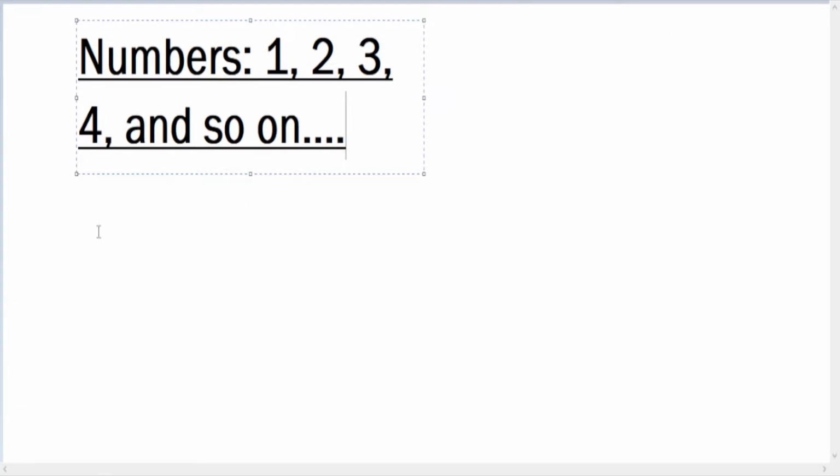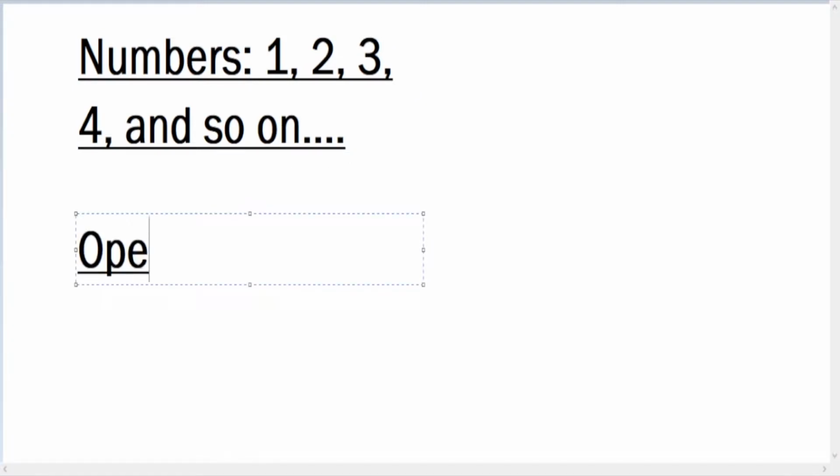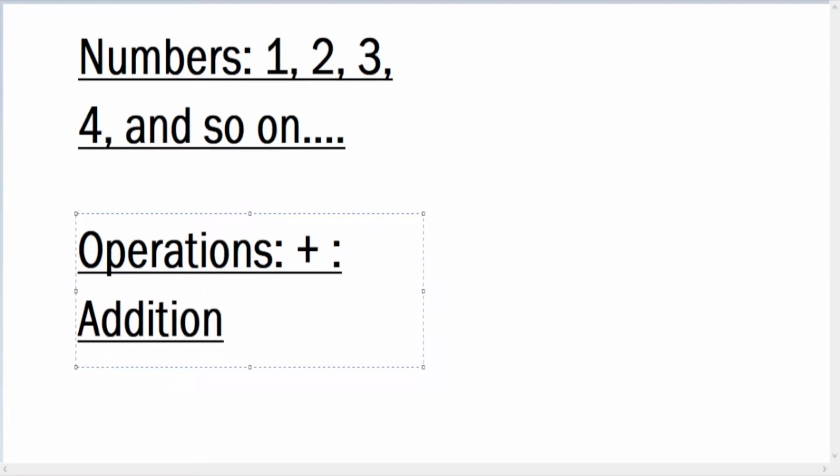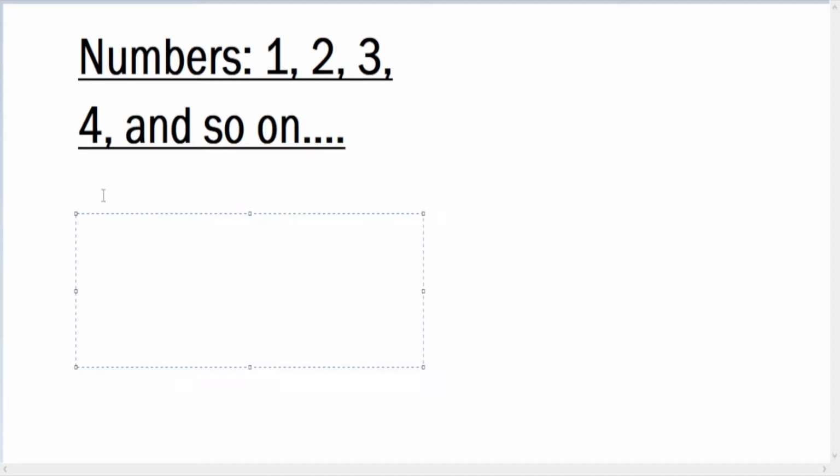Okay, so now after that you go into the operations, which is plus for addition, and subtraction, minus, times, and divide. Okay, so now for these, we're going to use the product first. We'll show you about this one. Okay, so let's show you the example.